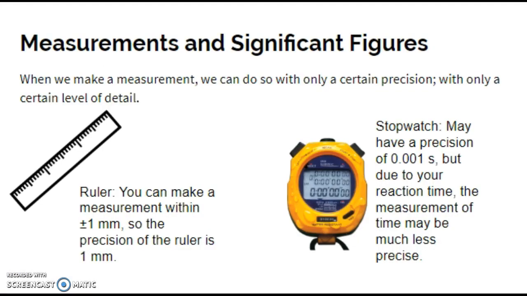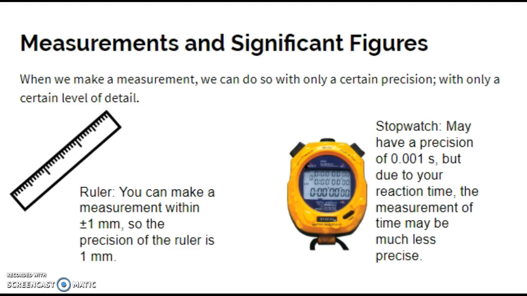So first, in dealing with measurements and significant figures, when you measure something, this is where significant figures actually shine. You might have used them kind of willy-nilly in previous classes, but the true usage of significant figures is to tell you how precise a measurement is. The more significant figures your measurement has, the more precise it is. And that is to say this precision is with only a certain level of detail.